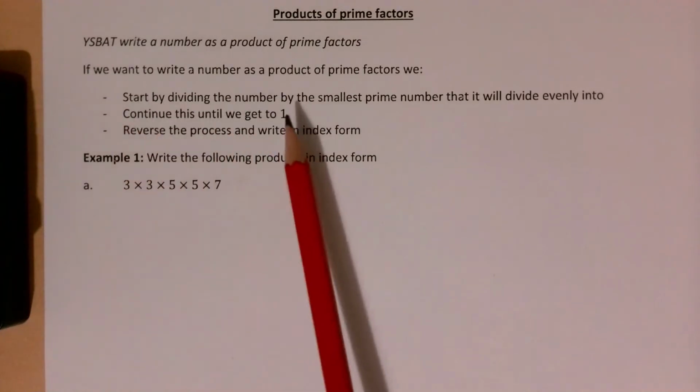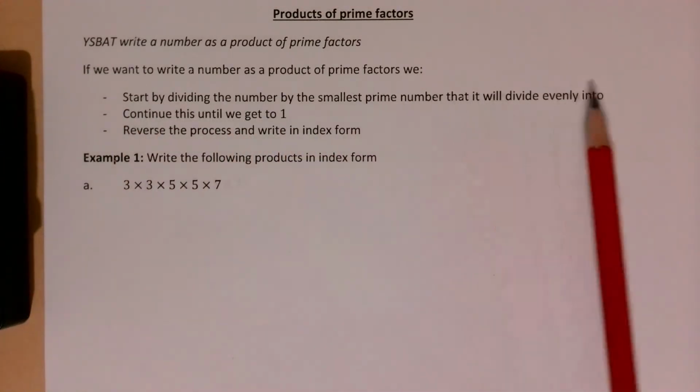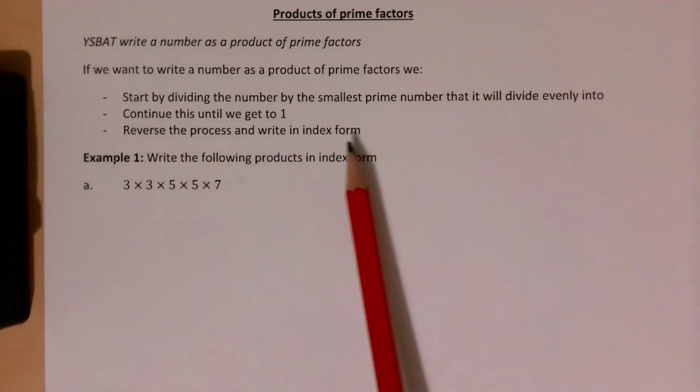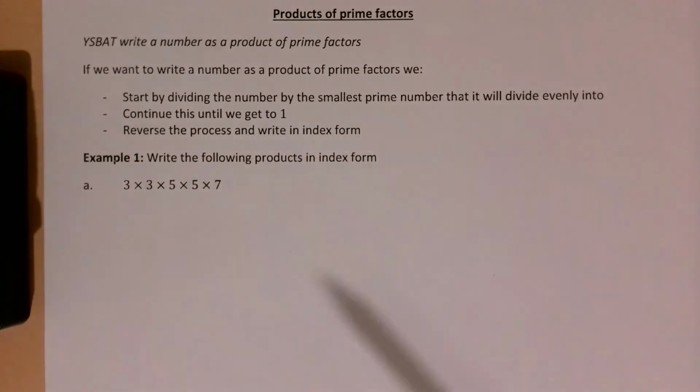We start by dividing the number by the smallest prime number that it will divide evenly into. Continue this until we get to 1. Reverse the process and write them in index form. So we can do that.